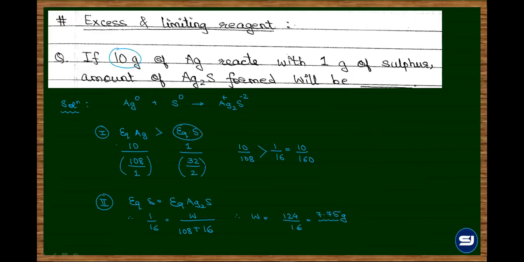I didn't understand how you found the equivalent weight of Ag2S. Ag2S will be breaking down as Ag plus and twice of S minus 2.